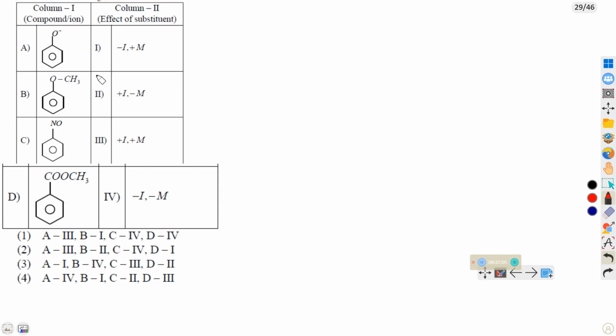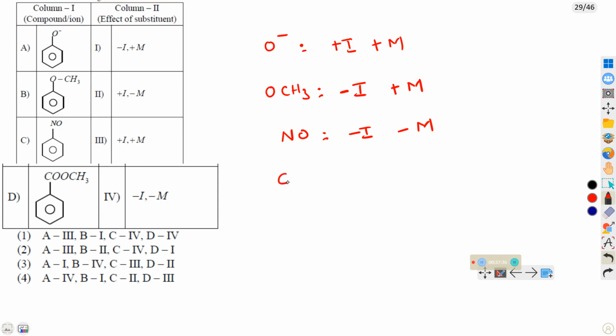Match the following. All groups are attached to the benzene ring only. First of all, check O minus. O minus is plus I group as well as plus M group. OCH3 is minus I group, plus M group. NO2 is minus I group, minus M group. COCH3 and COOCH3 are also minus I group, minus M group. Based on this, the correct option is the first option.